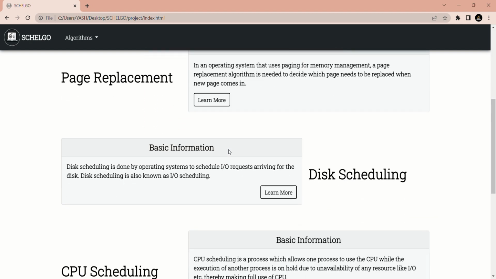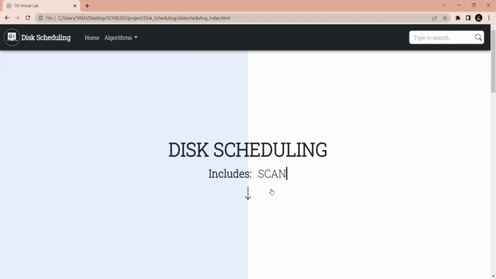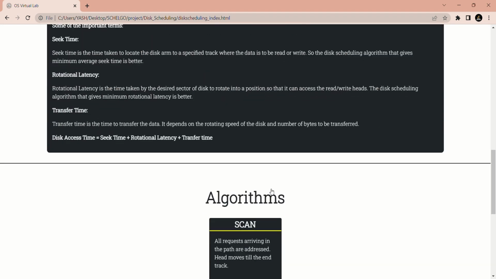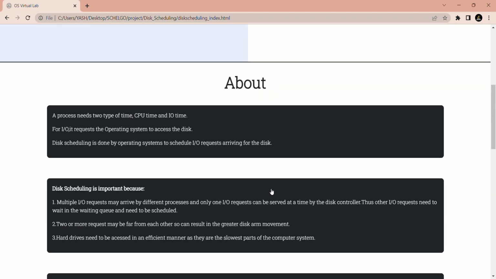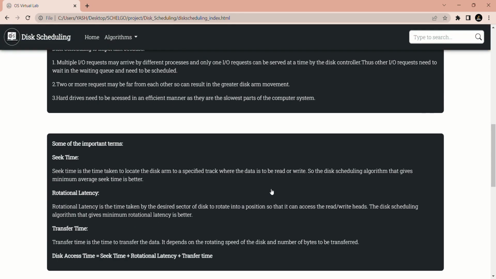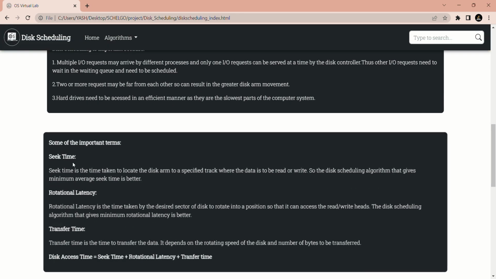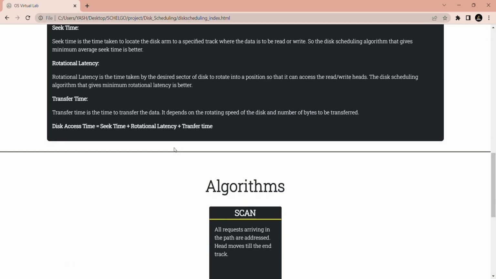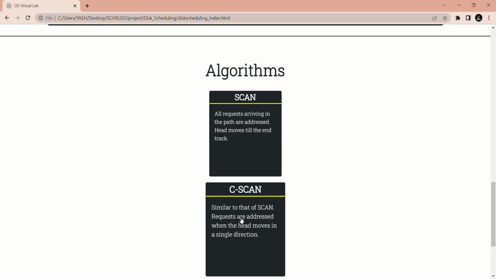After that, we inserted this scheduling. We also inserted the information about this scheduling. In this scheduling, we also implemented two examples, that is SCAN and C-SCAN. In that, we inserted details about this scheduling, what factors are needed in this scheduling like seek time, rotational latency, transfer time, disk access time, like that. And we have two algorithms, that is SCAN and C-SCAN, and there is information about that.